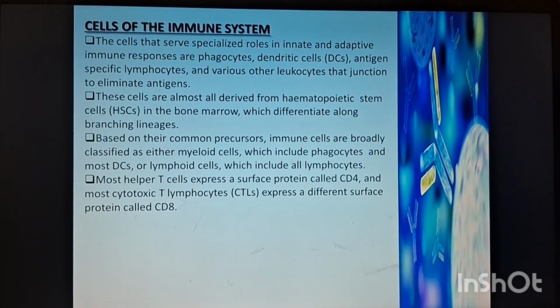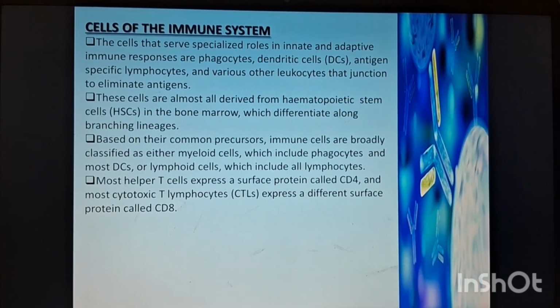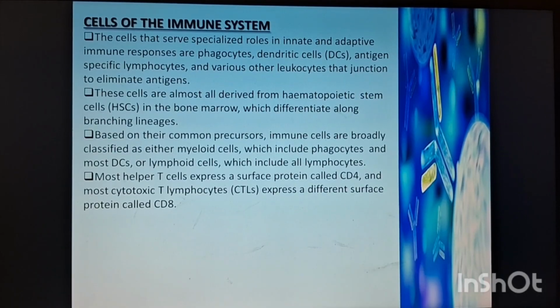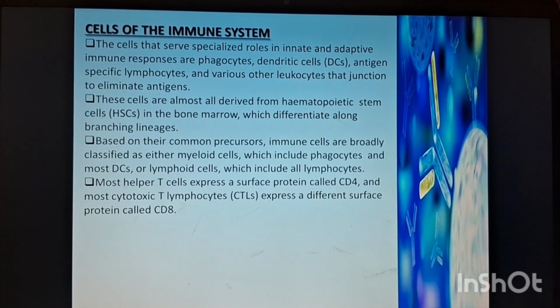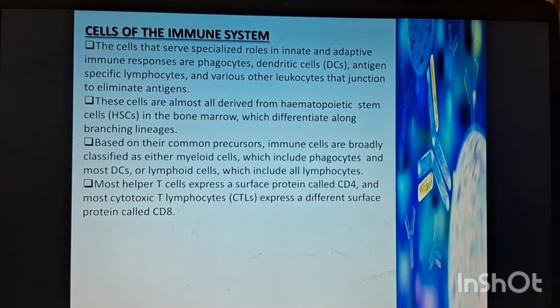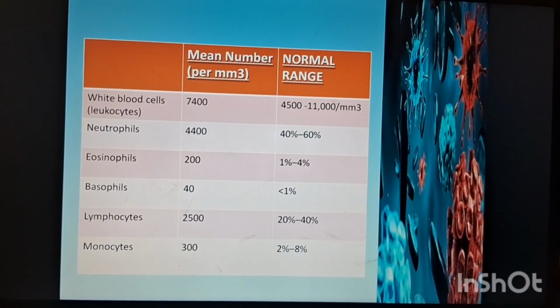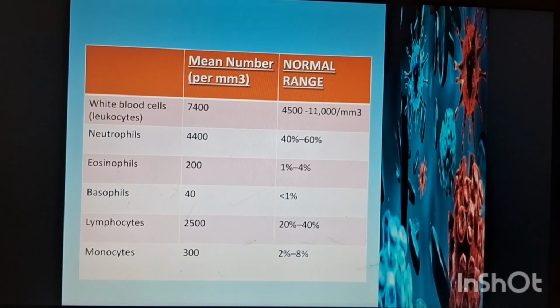Most helper T cells express a surface protein called CD4, and most cytotoxic T lymphocytes, that is CTLs, express a different surface protein called CD8. Next, immune cells, mean number and normal range.